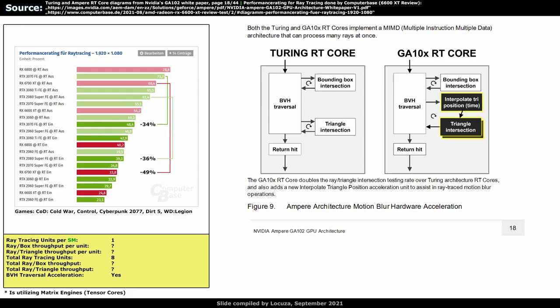For Ampere, Nvidia doubled the throughput of the ray triangle intersection tests. In addition, there's a new interpolate triangle position unit, which heavily speeds up the calculations for motion blur effects. However, developers have to specify motion paths for the geometry, which currently appears to be only possible for Nvidia's OptiX API 7 and newer. So this doesn't work automatically and through cross-vendor APIs, but it shows what kind of innovations are possible in hardware and what may happen in the future for all vendors and other APIs.